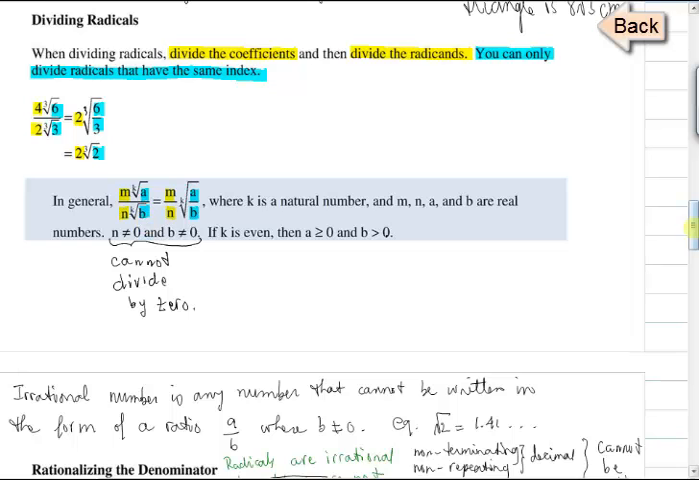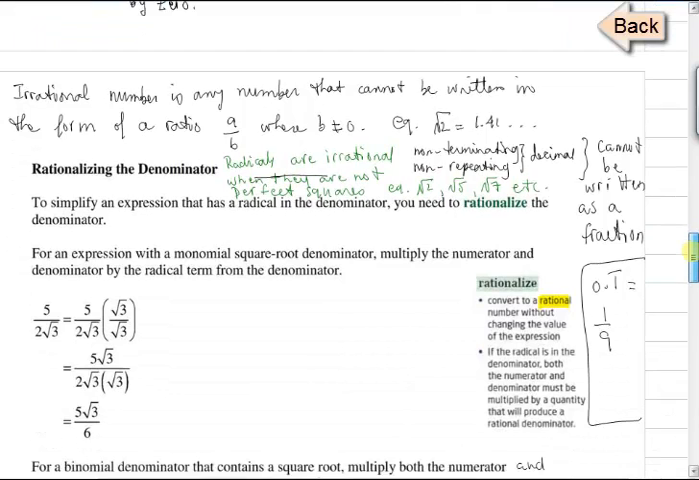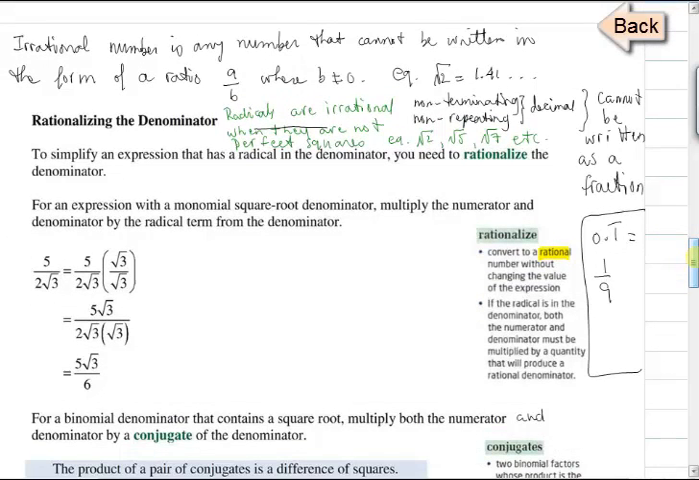Alright, so one more thing that I want to discuss with you before we go into doing our examples is rationalizing the denominator. And before we do that, I just want to review with you irrational numbers. An irrational number is any number that cannot be written in the form of a ratio a over b, where b can't be 0. And once again, b can't be 0 because you can't divide by 0. An example of an irrational number would be the square root of 2. When you calculate that, you get 1.41 dot dot dot to mean the number goes on and on.